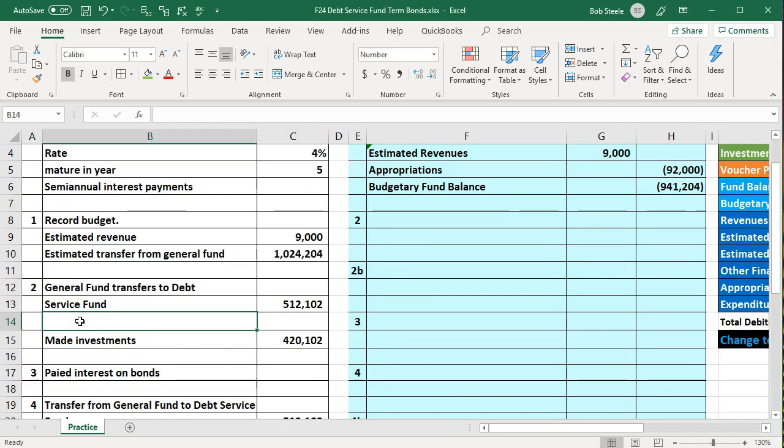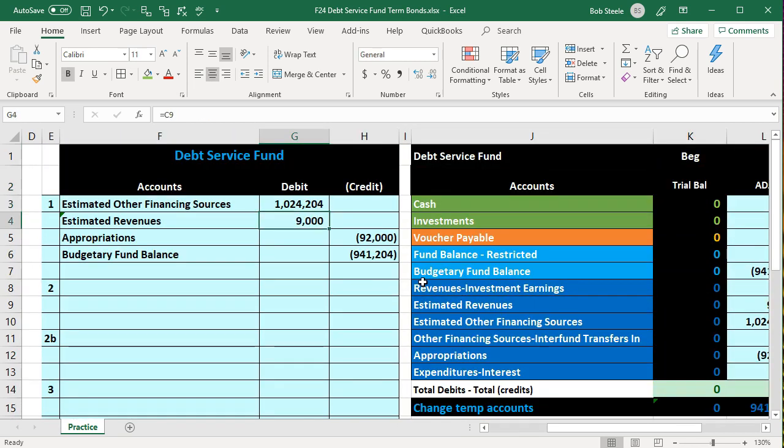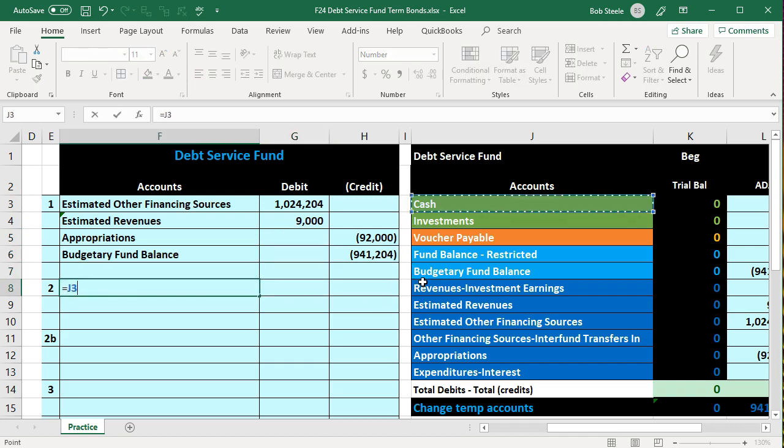Number 2 then says the general fund transfers to the debt service fund. So we're going to transfer from the general fund to the debt service fund. We're going to be concentrating on the debt service fund. So this money is coming from the general fund into the debt service. In the debt service then, we're going to have an increase in cash, or a debit to cash. And the other side is going to be kind of like revenue, but it's going to act like revenue, but it's going to be an other source. So we're going to say the other side is going to be a credit. It's going to be the other financing source, interfund transfer in.